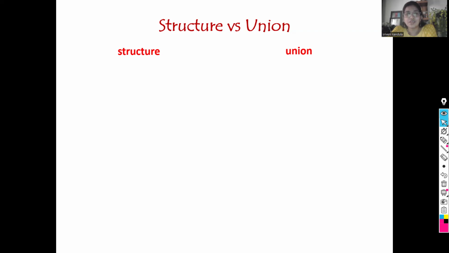So in this lesson, we will be learning about the differences between a structure and union. We had a detailed discussion about structures and we had a detailed discussion about union also. Now it's time for you to frame out the differences between a structure and union.